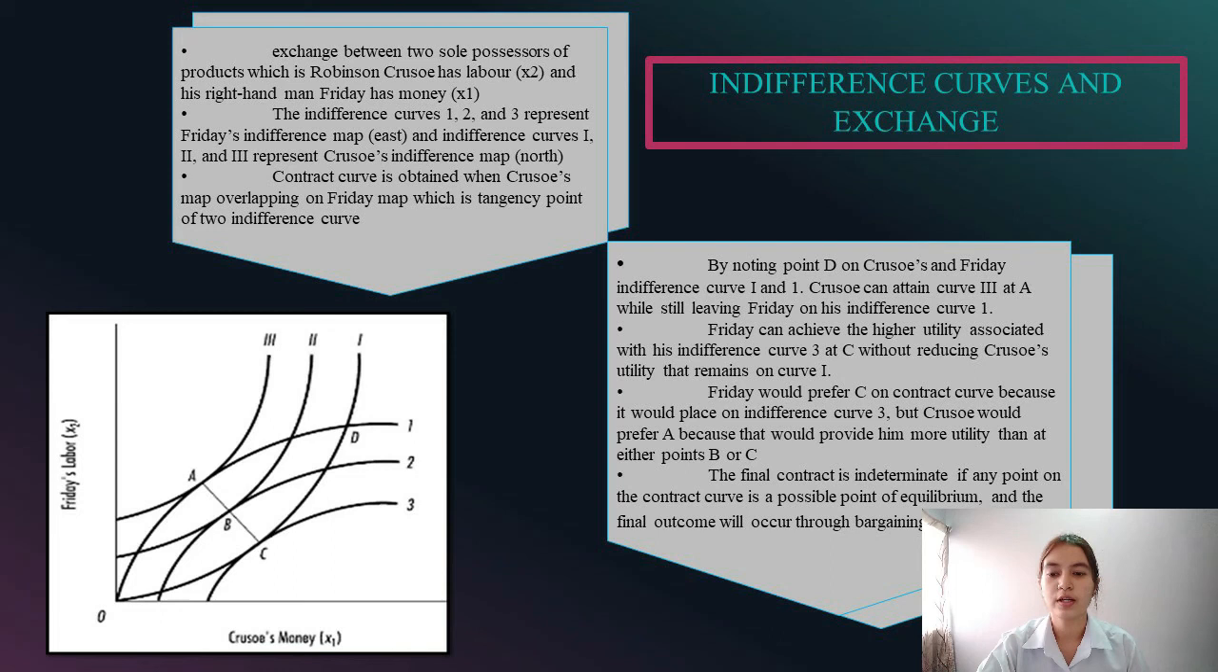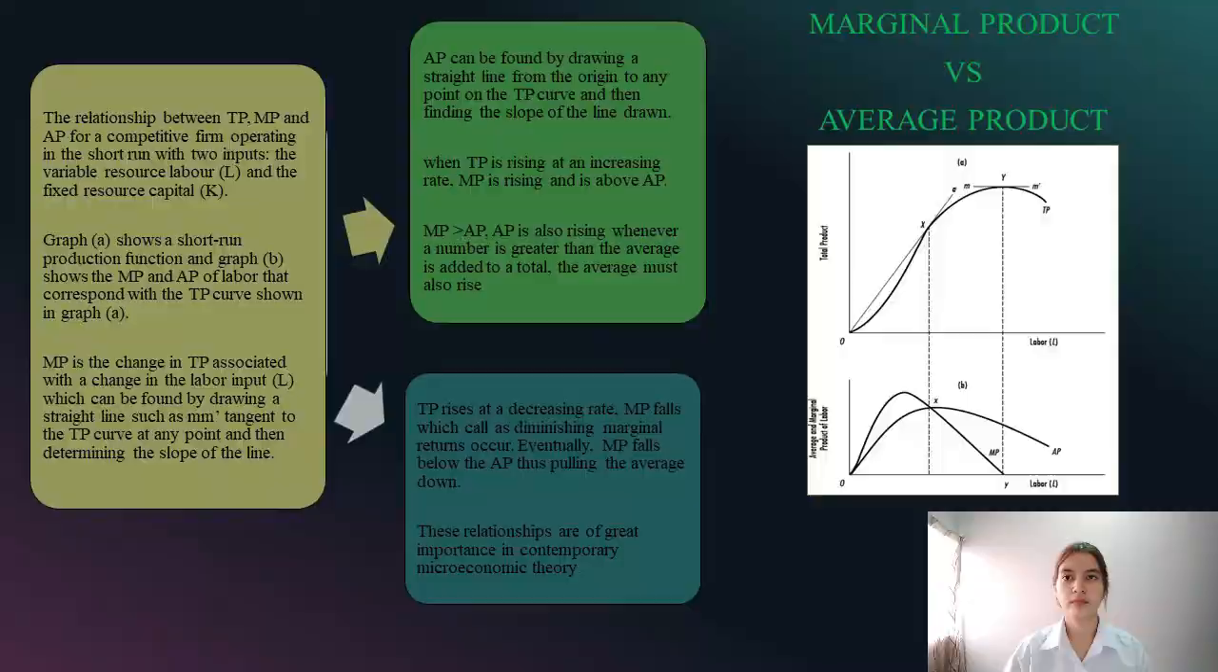Friday, of course, would prefer C on this curve because it would place him on indifference curve 3. But Crusoe would prefer A because that would provide him more utility than at either point B or C. The final contract between the two traders in this case is indeterminate. Any point on the contract curve is a possible point of equilibrium, and the final outcome will occur through bargaining.